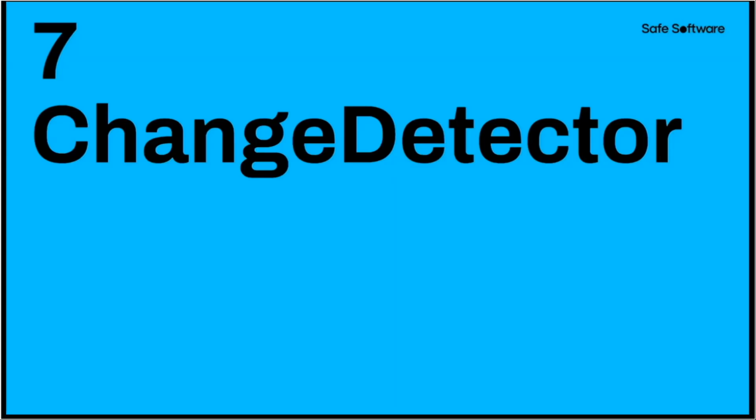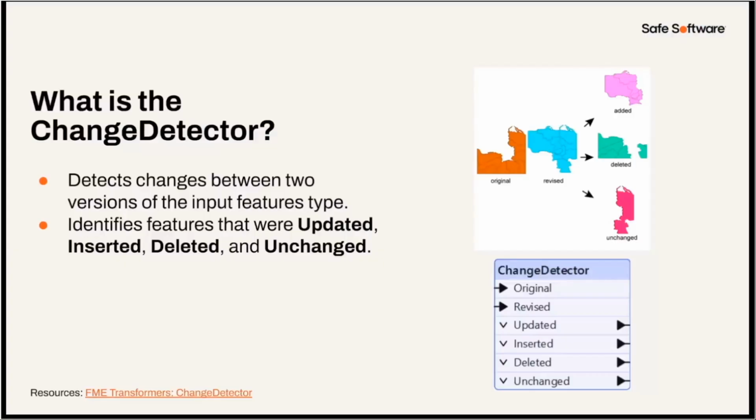Thanks, Natalie. The change detector transformer detects changes in the data between two versions of the input feature type. This transformer has two required input ports, one for the feature type from the original version of the data, and the other for the feature type from the revised version of the data. Change detector identifies features that were updated, inserted, deleted, and unchanged between the two versions of the data.